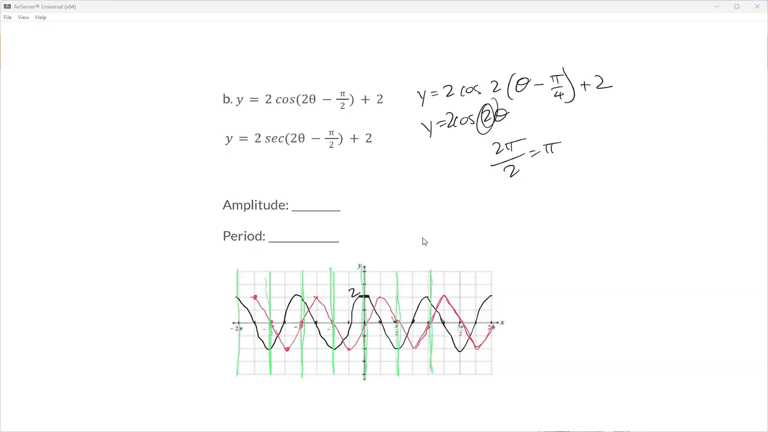Here's the red graph, all the zeros. And then graph the parabolas. Remember, if the cosine is 0, you flip it over, and if you flip it over, it's undefined, right? So that's pretty much it.